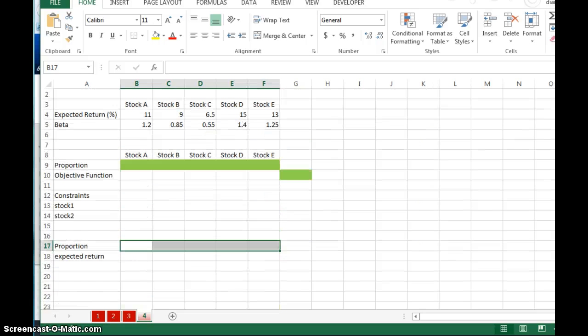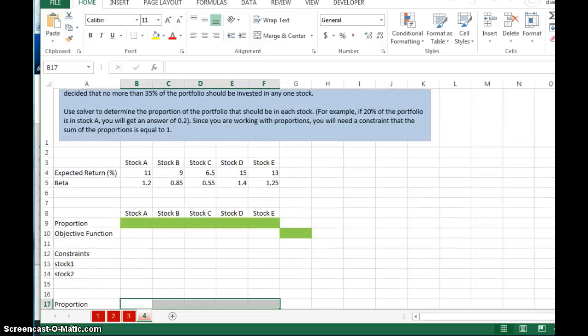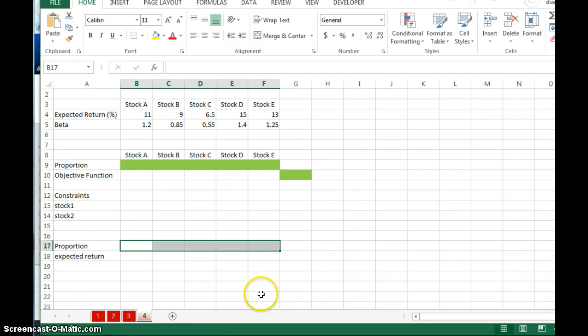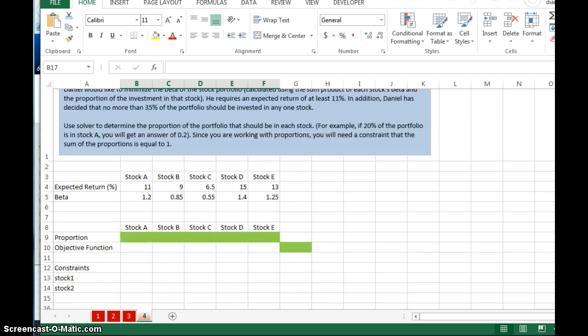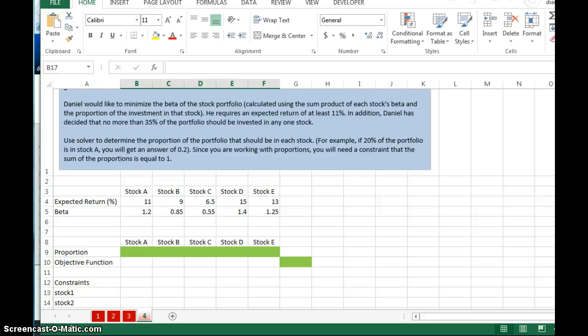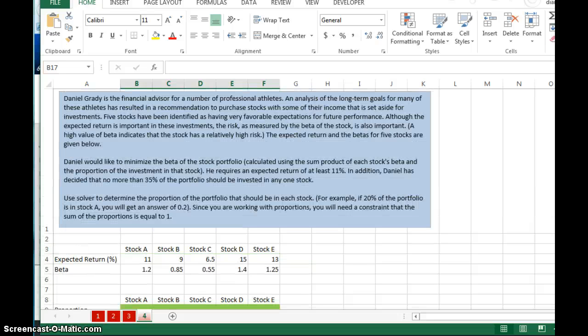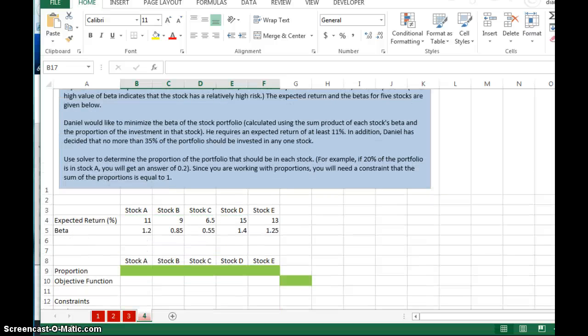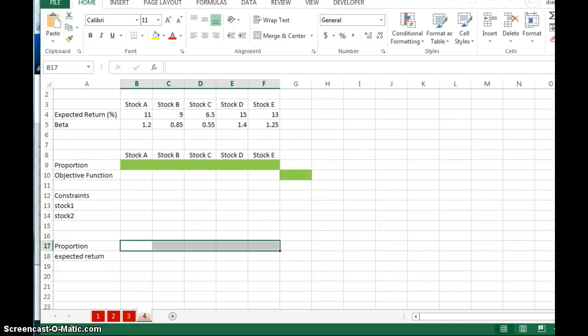And then you're going to put in the minimums of each stock. And you're going to put in that your expected return has to be at least 11%. Your objective function is the beta. And then you will be able to determine the proportion of each stock that should be in your portfolio.